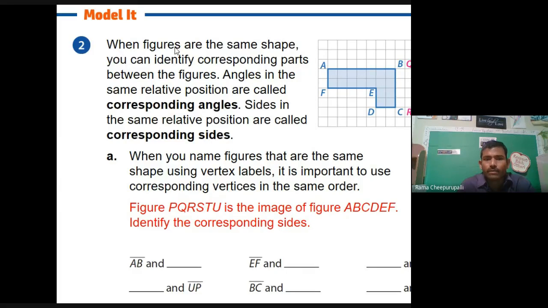Okay. So when the figures are the same shape, and you can identify the corresponding parts between the figures, angles in the same relative positions are called corresponding angles. Sides in the same relative positions are called corresponding sides. So we're going to talk about it. What do corresponding sides and angles mean?